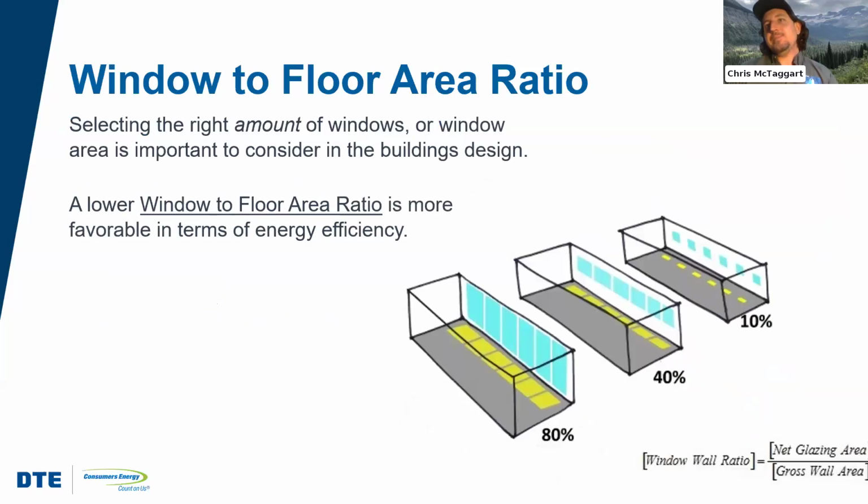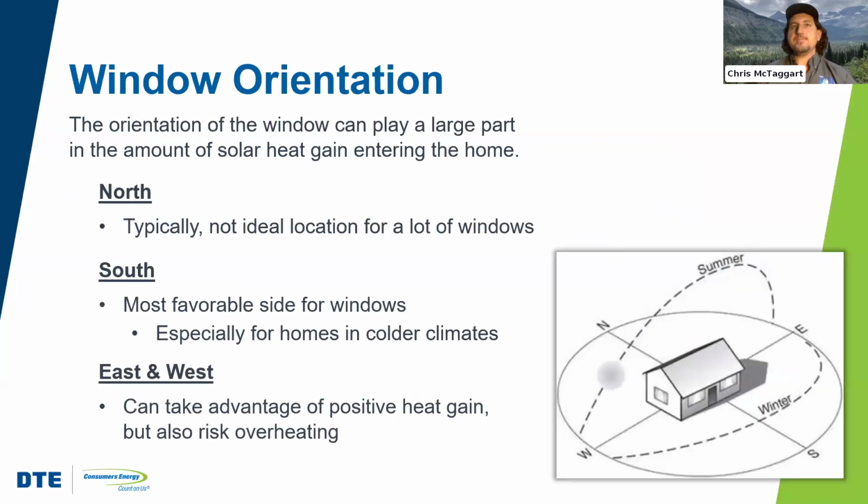So again, window floor area, choose the right amount. Everybody wants views, but if you have too much glazing, then you're going to end up wasting a lot of energy. So be thoughtful about the design and optimization of the amount of windows that you have. Really, less is more. Orientation. Typically, north is not the best place for a lot of windows. Why? Because we're not getting any beneficial free heat coming in, and we just get a lot of heat loss, basically. The south side tends to be better in colder climates because we can have passive heating potentially.